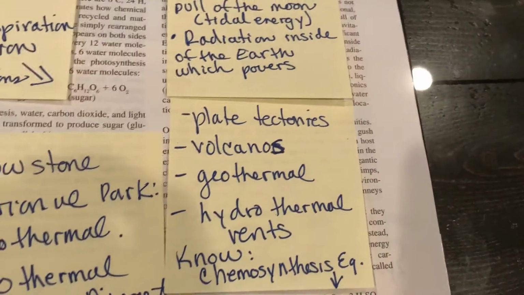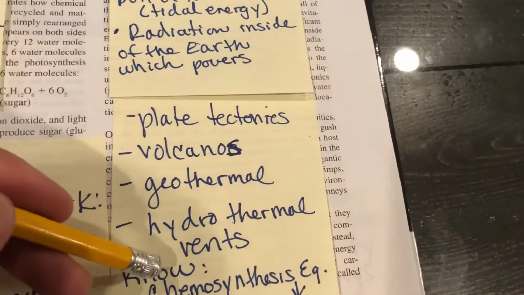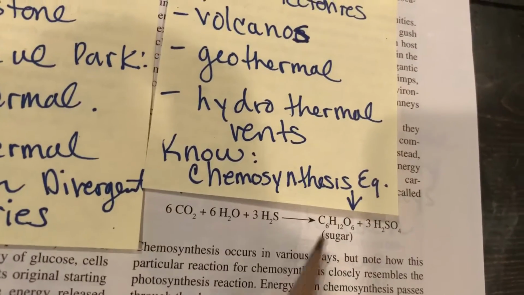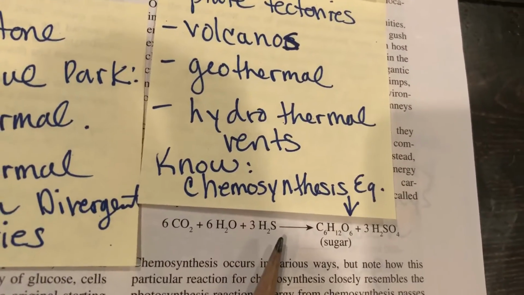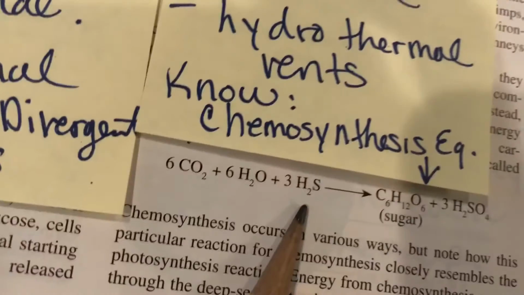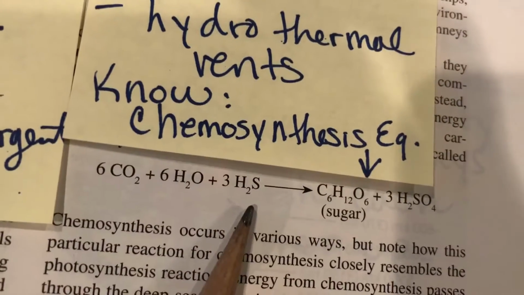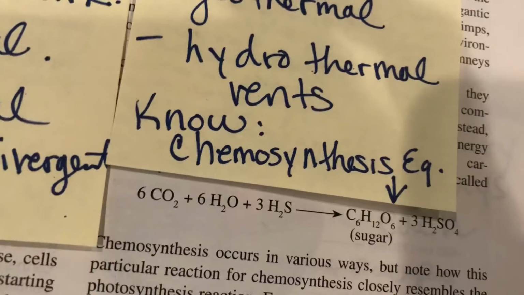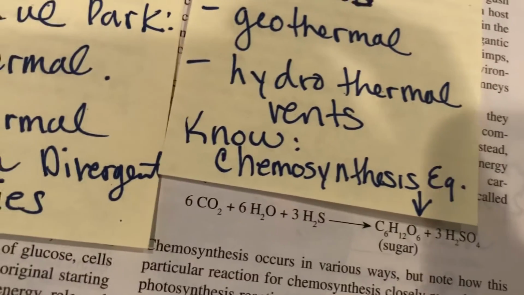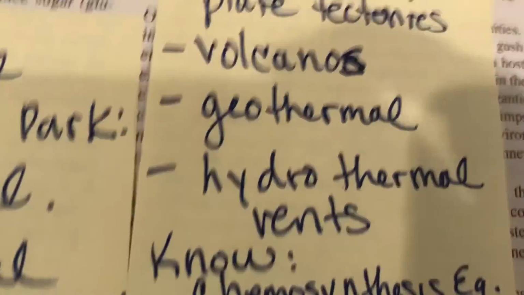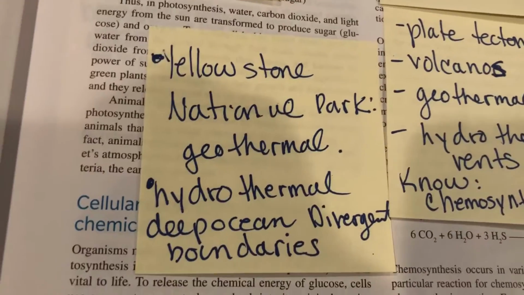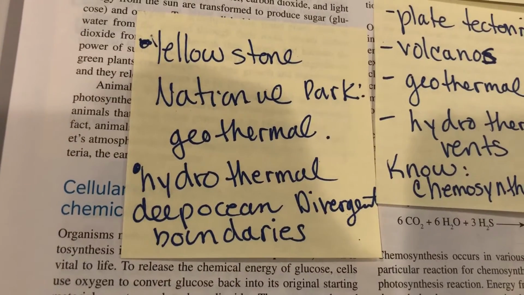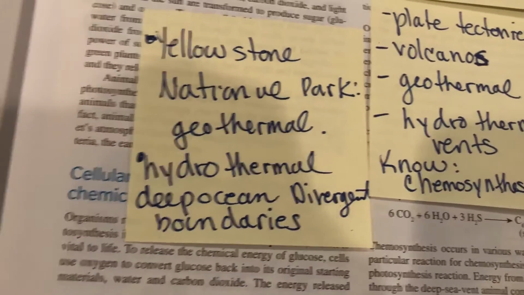And just to make sure you know that in hydrothermal vents, chemosynthesis happens. So here's the equation. These are the ones who don't use sunlight. So remember that. They use sulfur. See, hydrogen sulfide is in the equation. So that's just a unique thing. Make sure that you know that equation as well. Some cool things. Yellowstone National Park is actually known for geothermal energy, and all of your hydrothermal vents can be found in the deep ocean, usually at divergent boundaries.